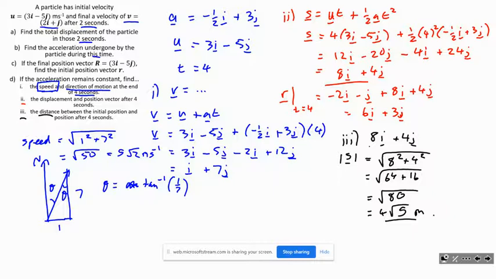Let's not forget units for these. So our position vector would have been in meters, and our speed meters per second. Good. And this would be a bearing in degrees, making sure that we use degrees, not radians.